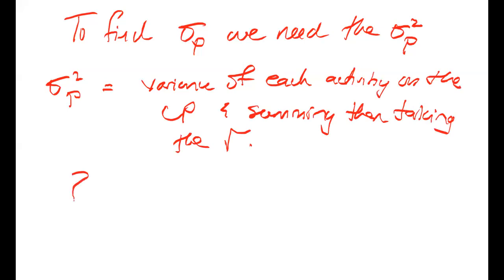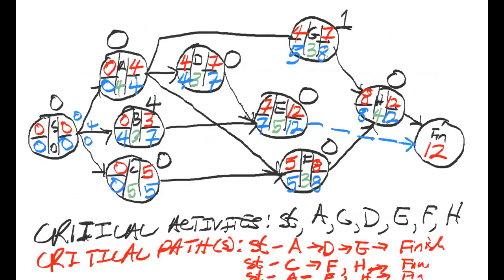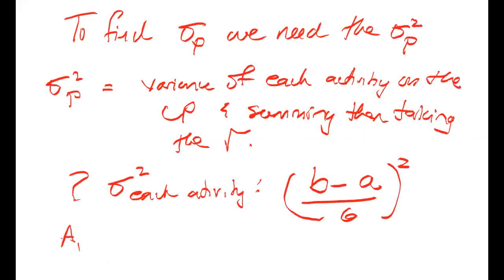So the question then is, how do I find the variance of each activity? To find the variance of each activity, we take the formula (B minus A) upon 6, all squared, for each activity. The activities that we're dealing with are activities A, D, and E. So we must look at activities A, D, and E. We must find the pessimistic time for A, and the optimistic time for A. We must subtract the two, divide by 6, and square that.